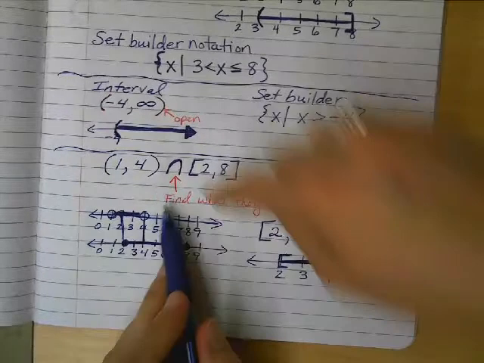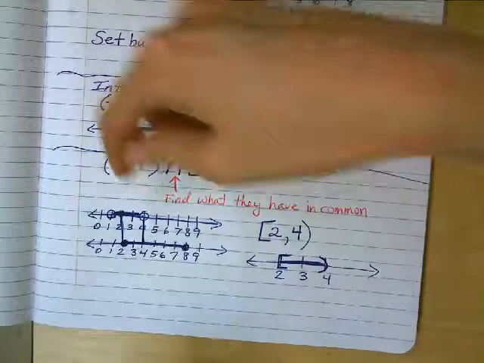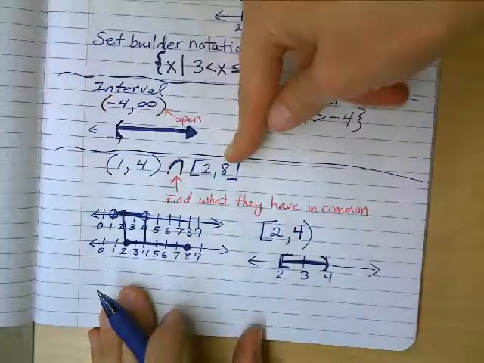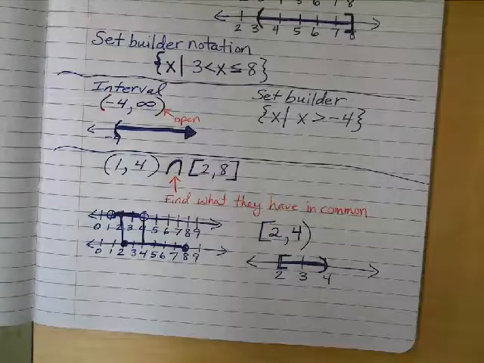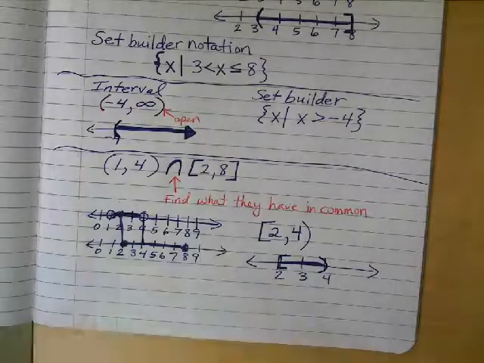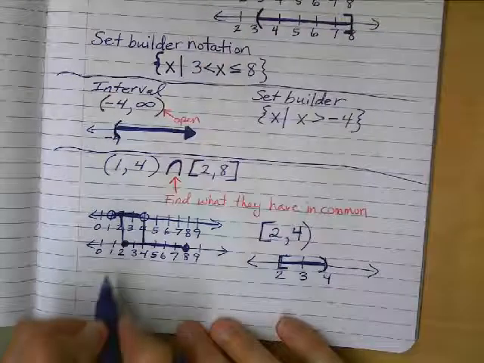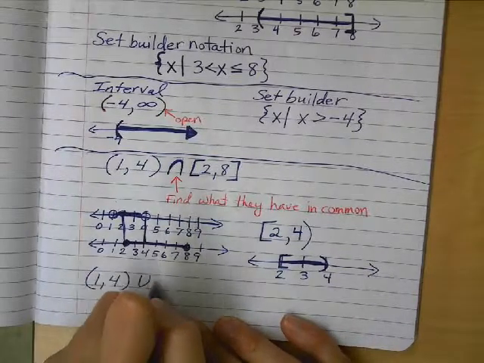If this symbol in the middle had gone the other way, like a U, a union, then you would want to go from 1 all the way up to 8, because it would be all of it. Like this shaded part plus the other shaded piece. So I could write it down right here: if you had 1, 4 again, but union with 2, 8.